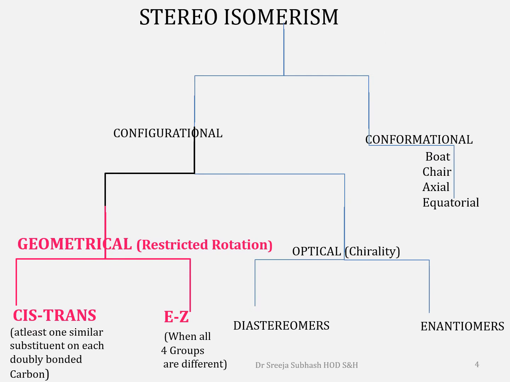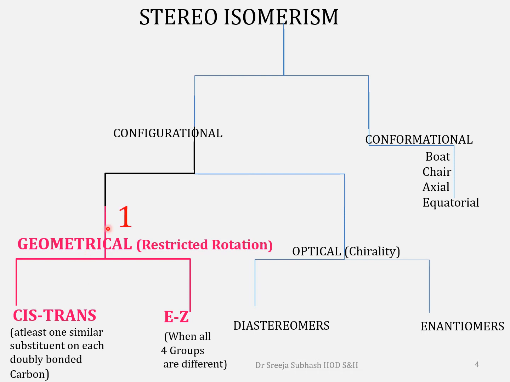The classification of stereoisomerism is shown over here. Stereoisomerism can be classified as configurational isomerism and conformational isomerism. Configurational is again subclassified as geometrical isomerism and optical isomerism. Geometrical has the subclassifications cis trans and EZ; optical has diastereomers and enantiomers. Well, in today's topic, geometrical isomerism, we will be seeing all these shown in pink color in detail.